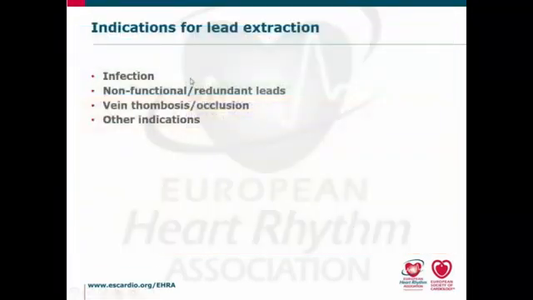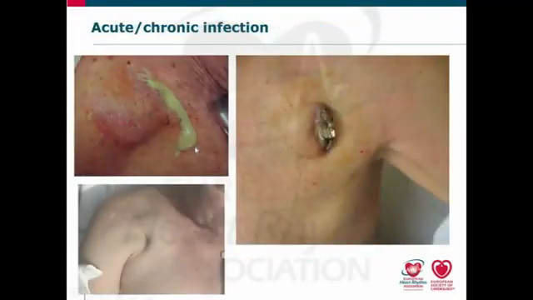I'd like to go over with you the different settings where you may be dealing with lead extraction, and start off with infection, which is one of the major reasons for extraction. To diagnose infection, it's very easy when the patient comes in with cellulitis and a wound that's oozing pus, as in this case. Obviously, in this situation, it's clear that you need to take the device out, the leads out, and treat the patient. Otherwise, he may actually die.